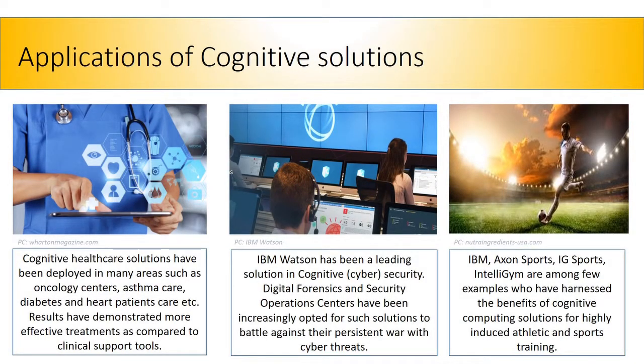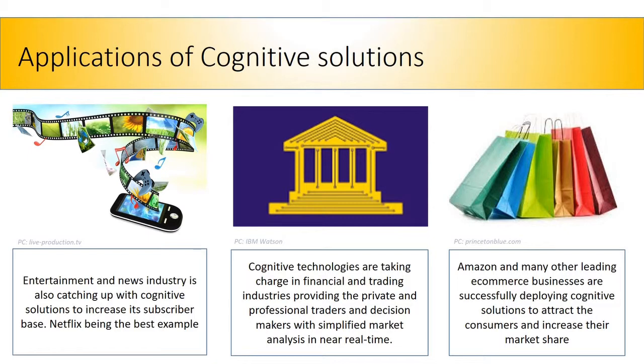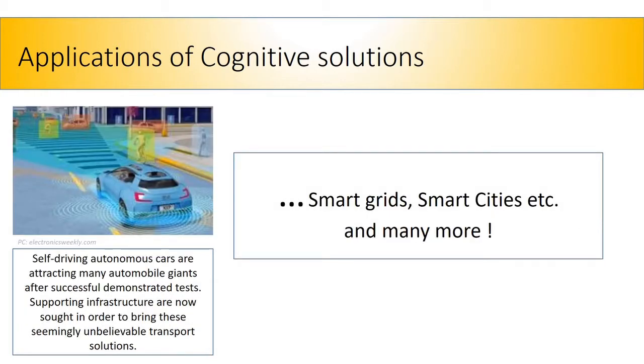It is needless to say that the applications of such intelligent systems are penetrating across various industries. Cognitive healthcare solutions are one of the initial applications. We also see its applications in cognitive cybersecurity solutions such as digital forensics, security operations centers, which are really increasingly important in this era. There are also cognitive sports training solutions. There are cognitive search solutions, and Netflix has harnessed one of these solutions, which has given it $1 million benefits. The others are cognitive trading and financial solutions, cognitive e-commerce solutions. Of course, we all have heard about self-driving autonomous cars. And then there are these smart applications such as smart grids, smart cities, and many more. And the list is growing as we speak.